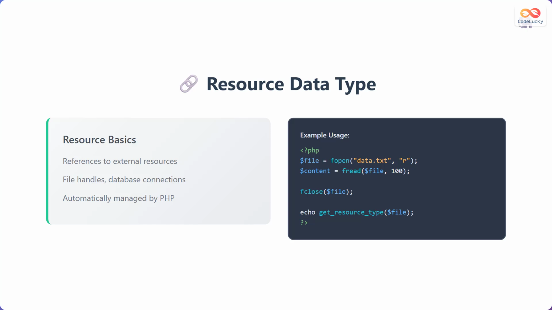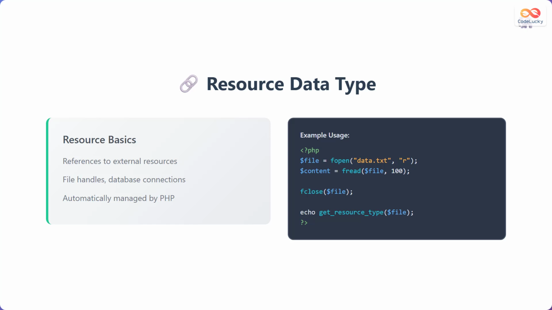The resource data type is a special type in PHP that represents a reference to an external resource. These resources can include things like file handles, database connections, or network sockets. Resources are typically created and used by PHP functions that interact with external systems. PHP automatically manages these resources, freeing them when they are no longer needed.